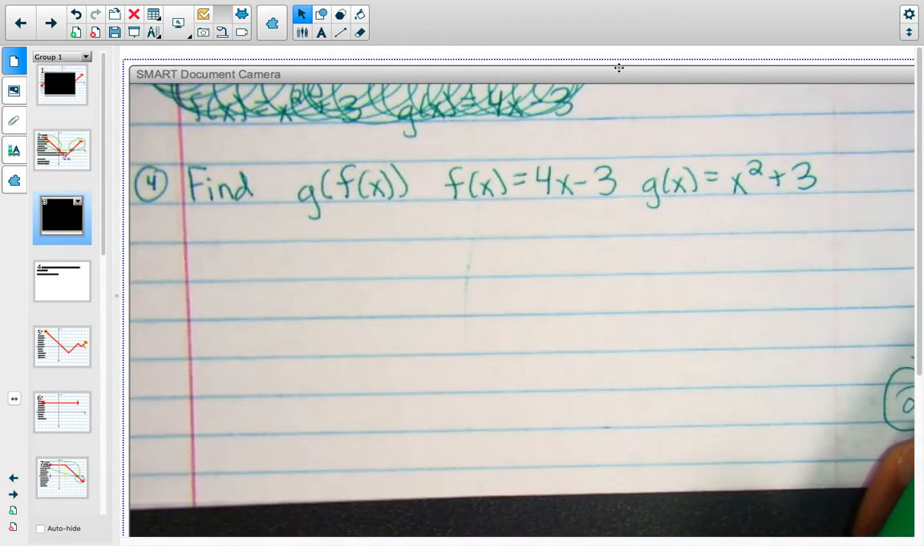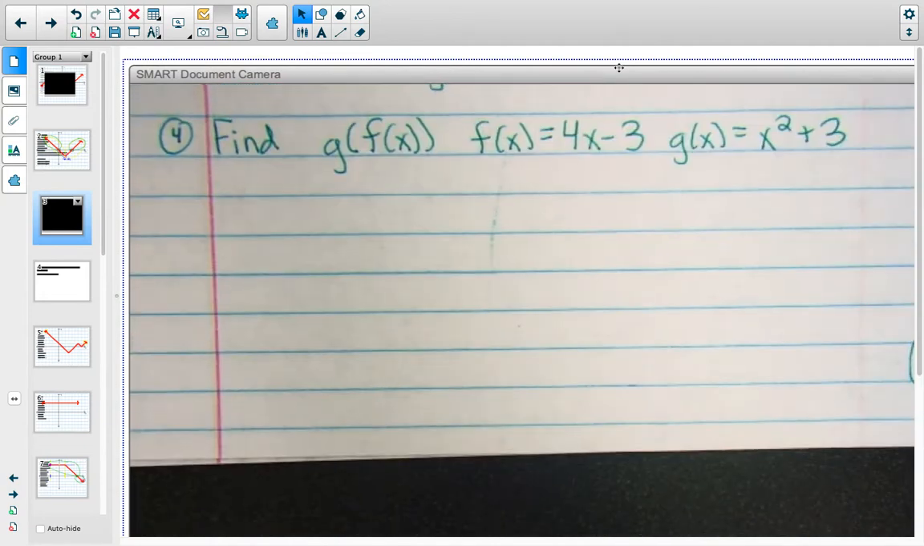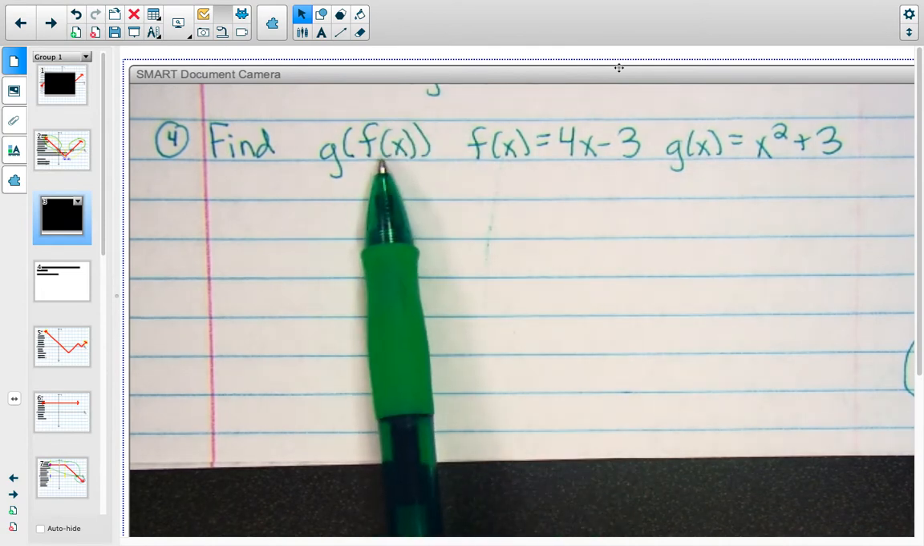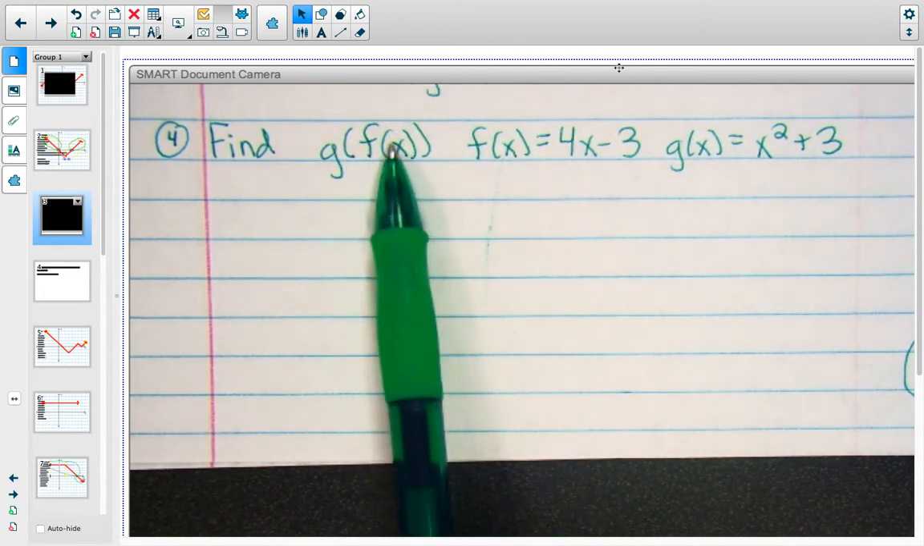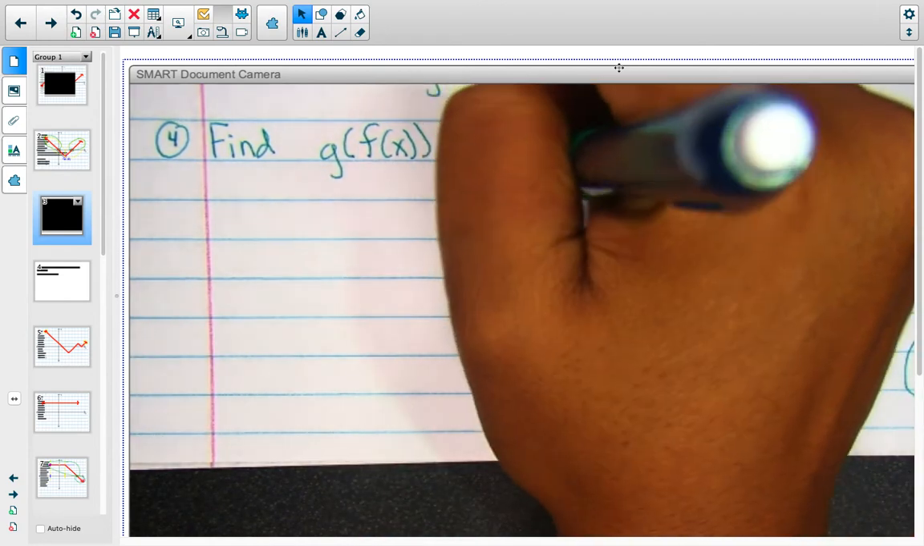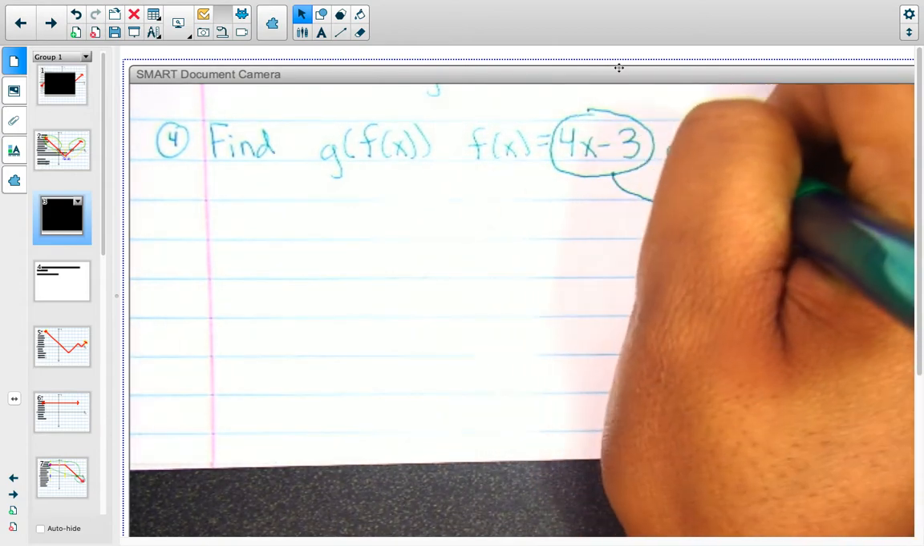Now, let's take a look. And this time, we're going to take f and plug it into g because that's our symbol, our notation that we have here. Work inside out, take our f function and plug it into g. So this is our f function. We're going to take that and plug it into g.